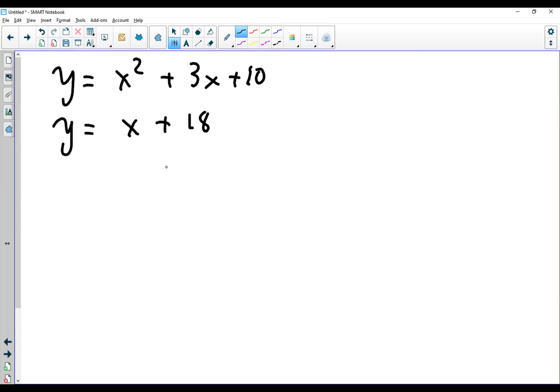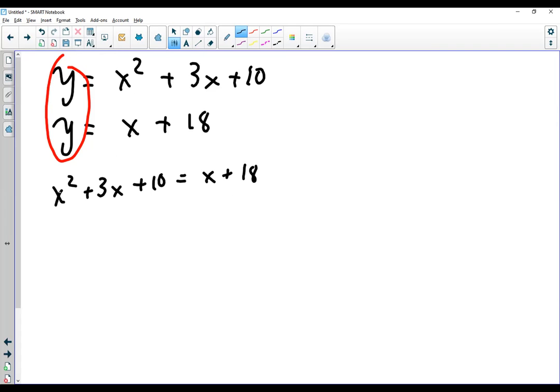And then y equals x plus 18. So now we have two equations that equal y. Because I gave it to you as y equals, you could always remake it as y equals. Now, because they both equal y, they could both equal each other. So we're going to do x squared plus 3x plus 10 equals x plus 18.